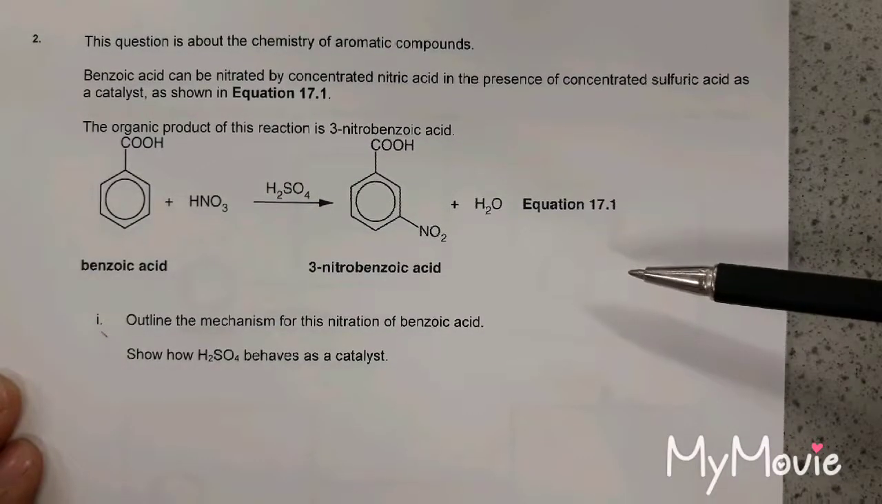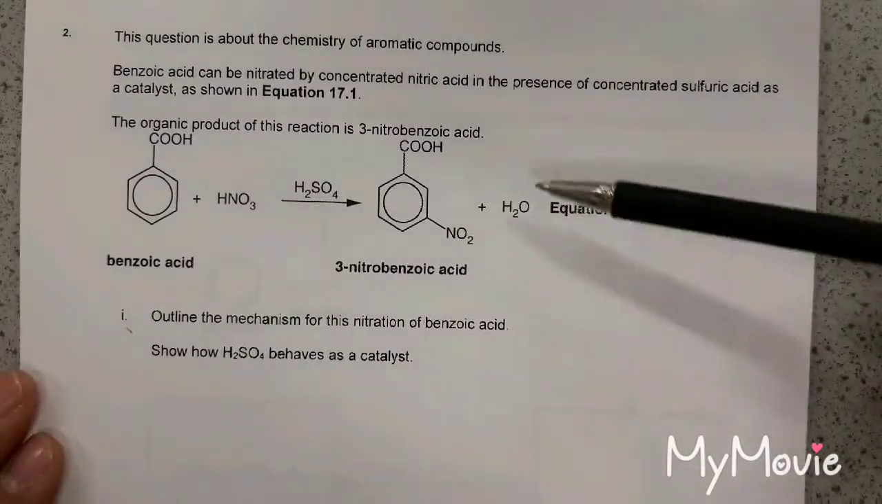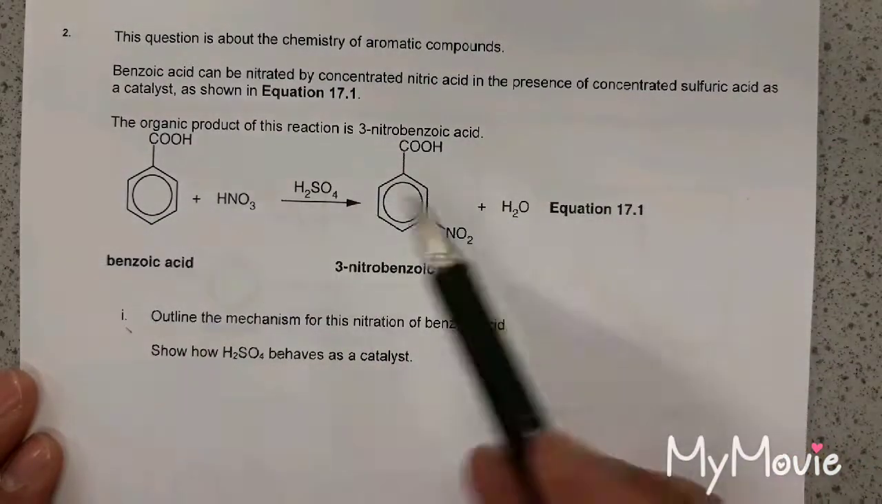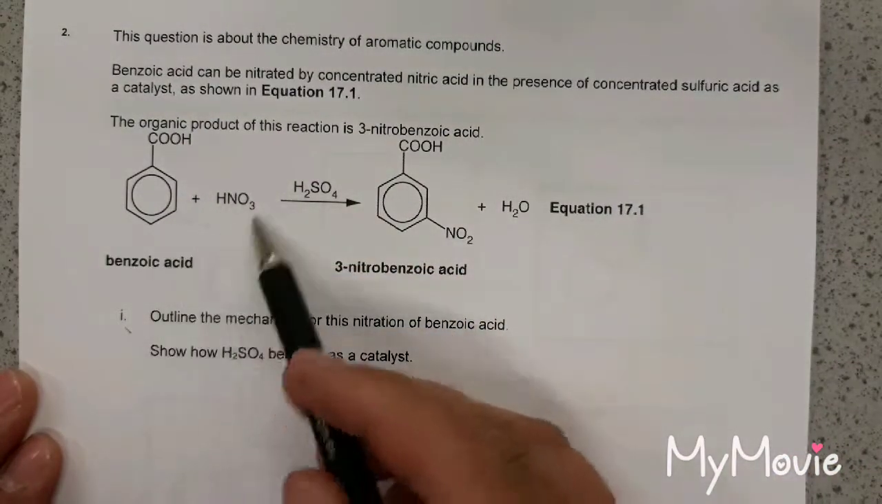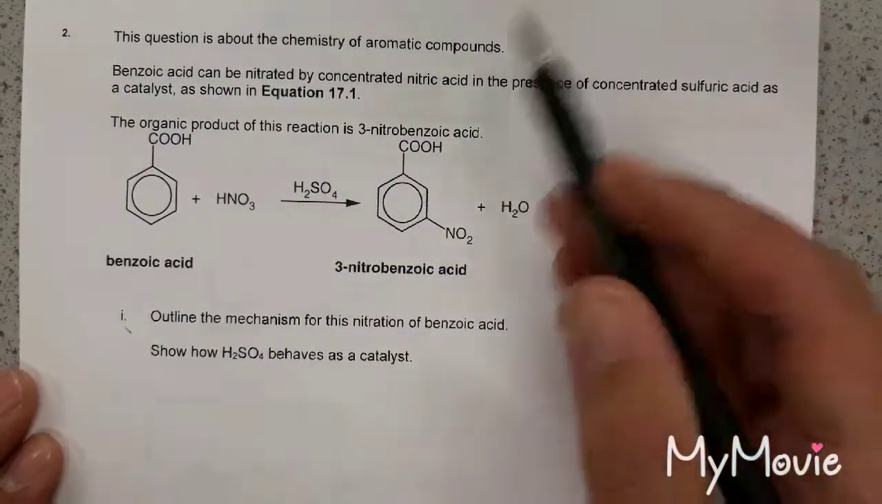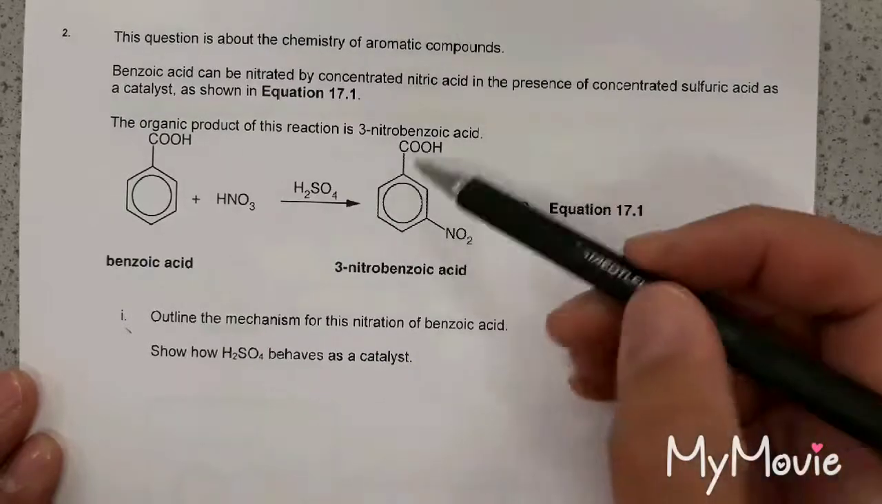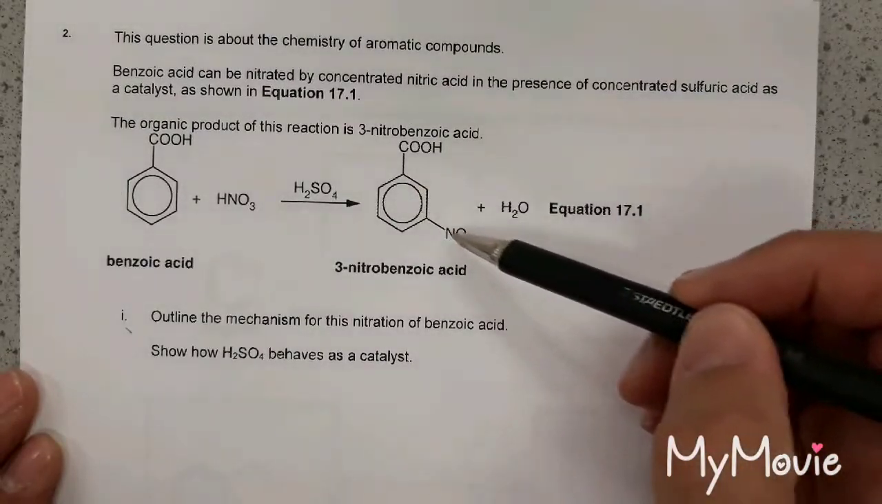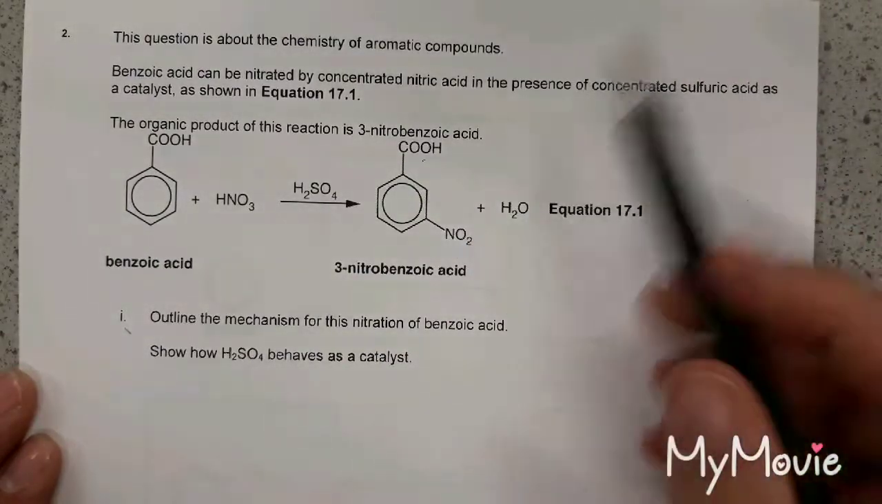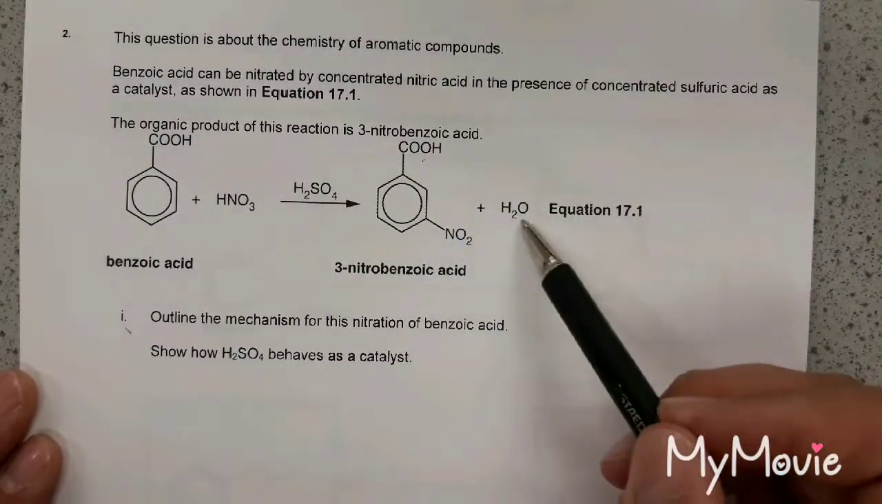So this question is an electrophilic substitution. What you've got this time is you're looking to nitrate your benzene ring. You can see from the overall equation here, I've got benzoic acid reacting with nitric acid in the presence of sulfuric acid catalyst, producing 3-nitrobenzene. So the carboxylic acid group has directed the nitro group onto carbon 3. So this must be a 3,5 directing group, or 3 directing group. And water is our leftover product.